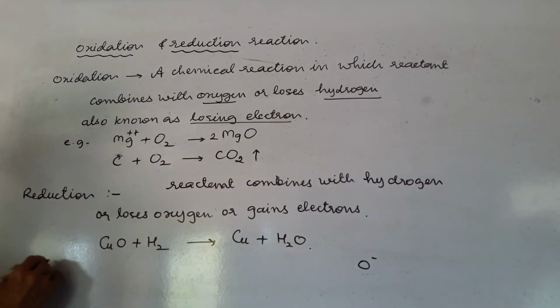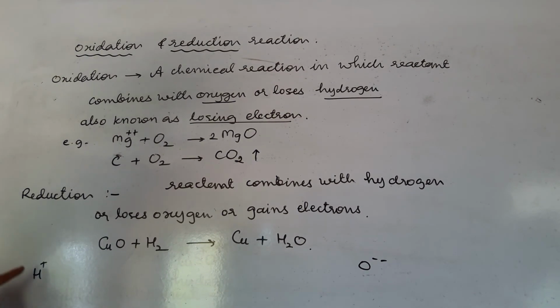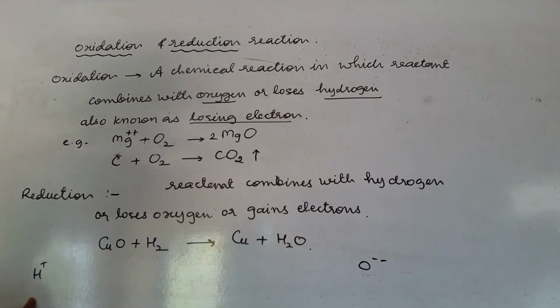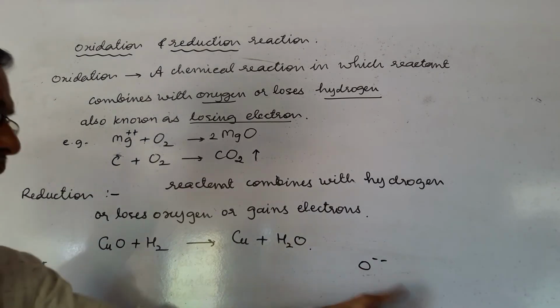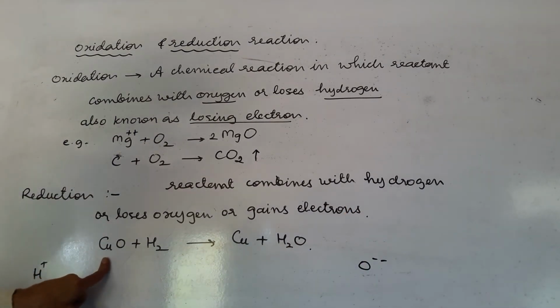Hydrogen is +1 charge, oxygen -2. So the extreme, one extreme left or the extreme right, and that's why losing hydrogen or combining with oxygen is oxidation. And exactly opposite, reduction is combining with hydrogen or losing oxygen. And here you will find one example.